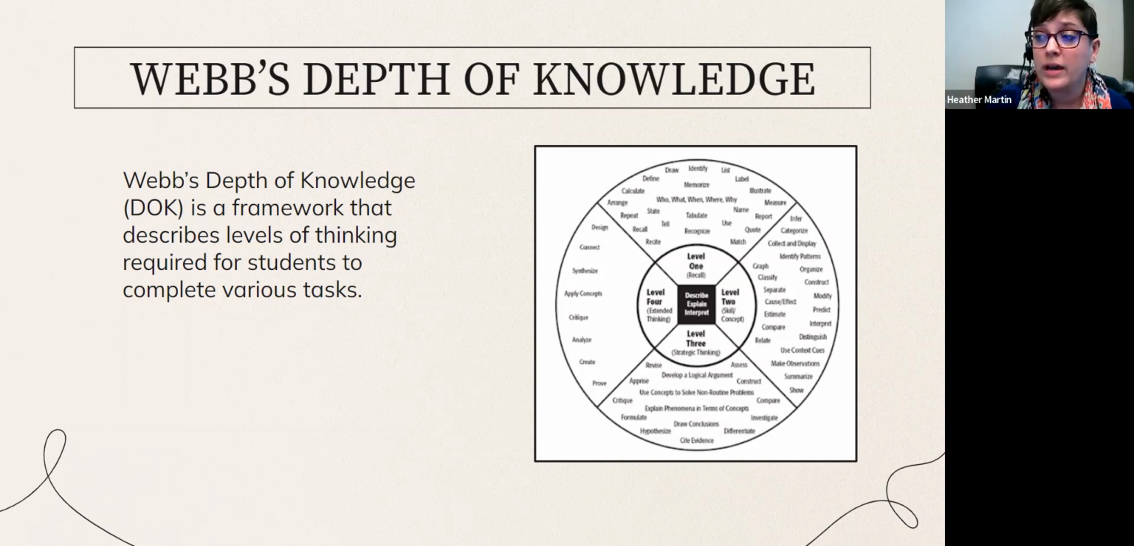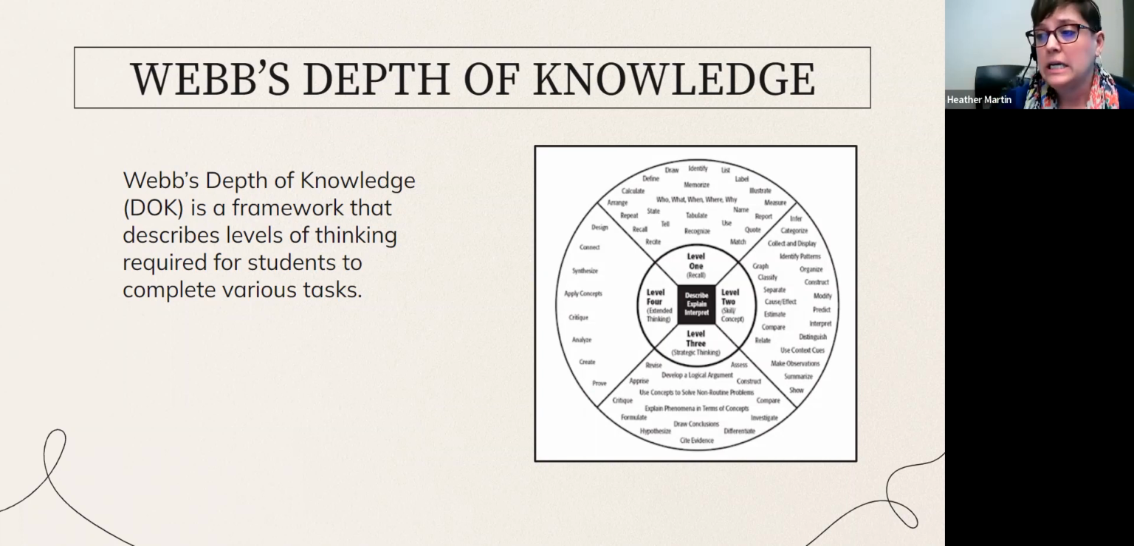In level 2, we have skill and concept. So those are things like categorizing, identifying patterns, organizing. And again, these are things that are not super complex for students, but it's more than just the regurgitation of information, right? Maybe they have to categorize the information that you've given them, or maybe they have to compare information that you've given them, or that they've read or whatever. They might have to organize it or make predictions based on it. So it's taking that information and doing something to it. There's a singular process that they're doing to this information.